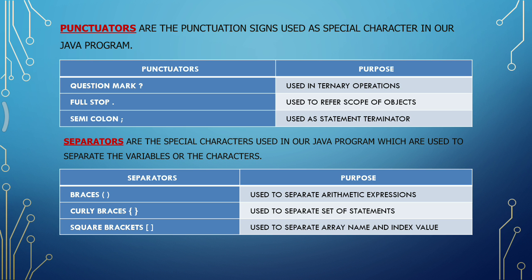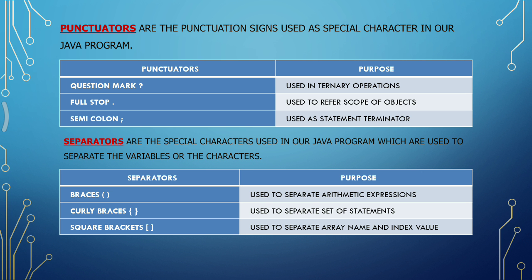Let's move further to punctuators. Punctuators are the signs and symbols used as special characters in our program. There are certain signs and symbols which are used with a special meaning. For example, the question mark is used in ternary operators, the full stop is used to refer to the scope of an object, and the semicolon is used as a statement terminator. So punctuators are signs which have specific meaning.